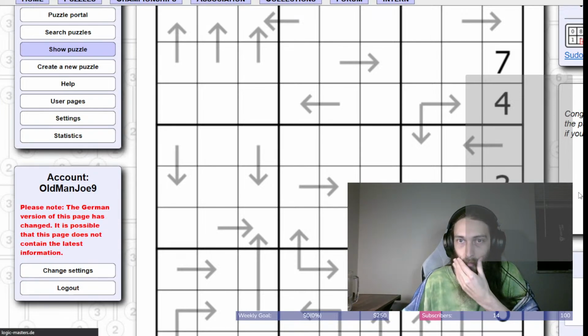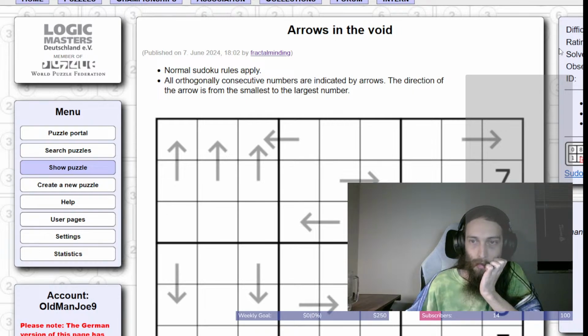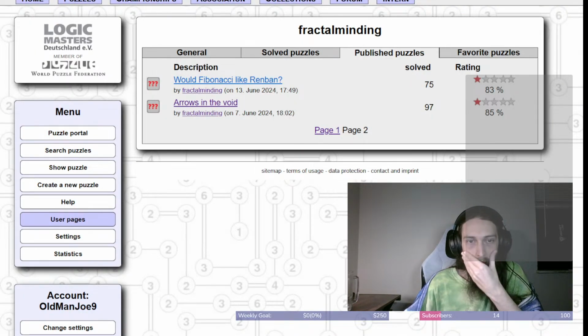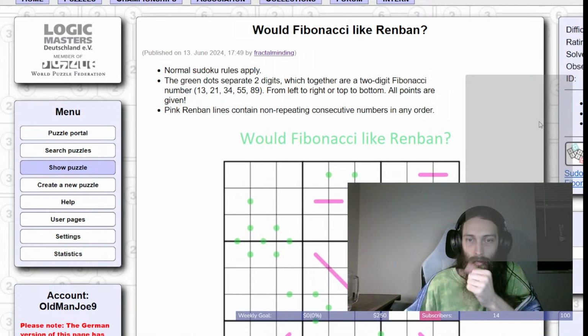All right, submit. Yeah, looks like I'm 1-star difficulty above how most people are rating it, which tends to be how that is. But we are done with that puzzle. And let's go ahead and tackle Would Fibonacci Like Renban, that way we've finished page 2.